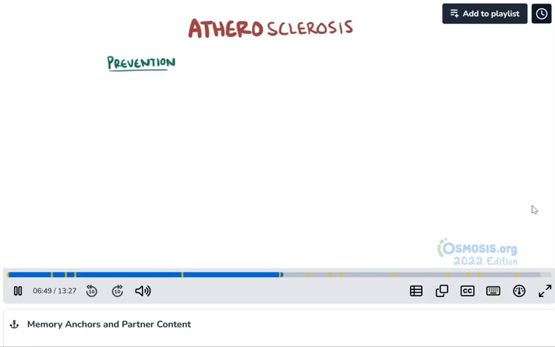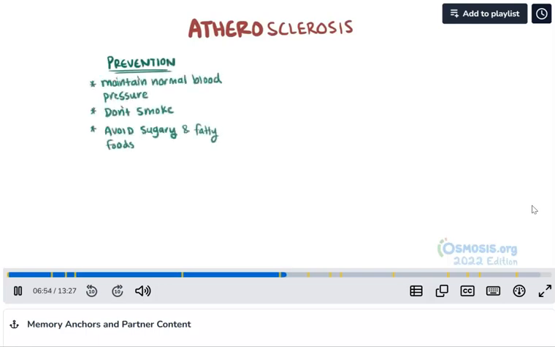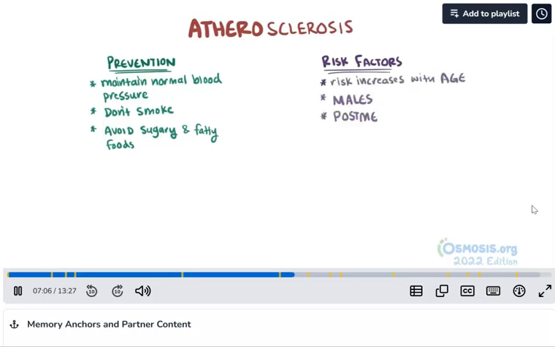There are a few things that you can do to prevent it, though. Maintaining a normal blood pressure and avoiding excessive sugary and fatty foods and drinks all reduce your risk of the disease. There are other risk factors that may be out of your control, though. You're more likely to get atherosclerosis as you get older. Males and postmenopausal females are also more prone to the disease, but premenopausal females are less at risk because higher levels of estrogen have a protective effect against atherosclerosis. No big surprise here, but people who have a family history with atherosclerosis are also more at risk.